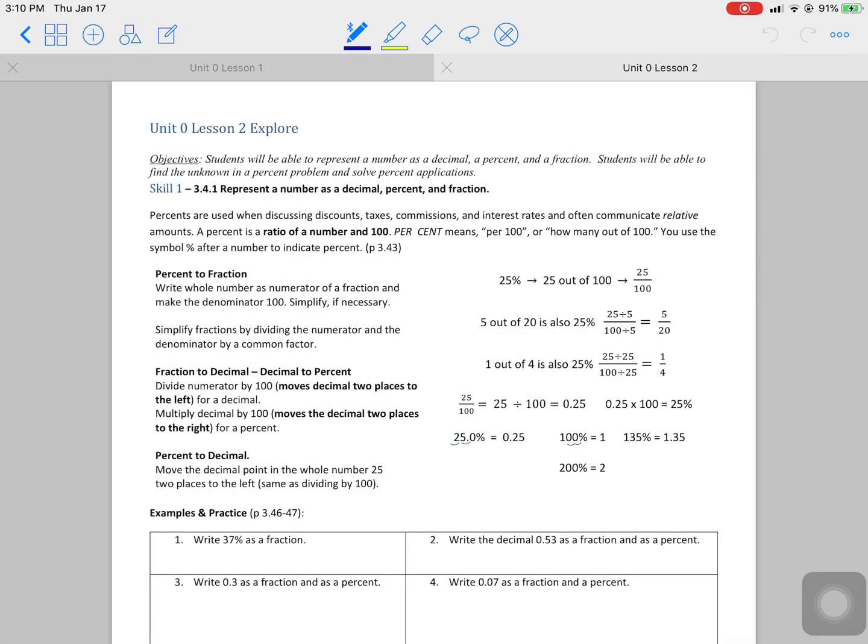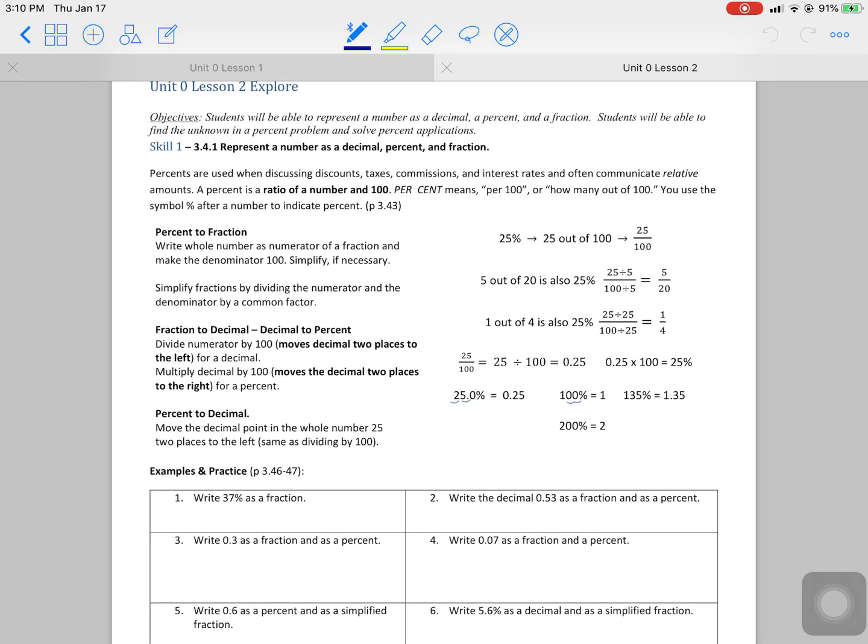Moving on. All right, page 2. Students will be able to represent a number as a decimal, a percent, and a fraction. Be able to solve an unknown percent problem. Solve percent applications. All right.